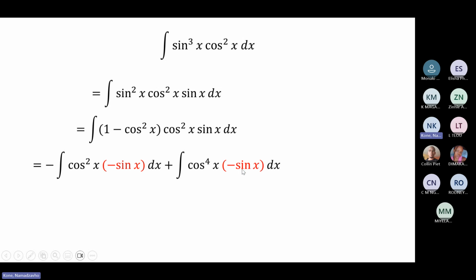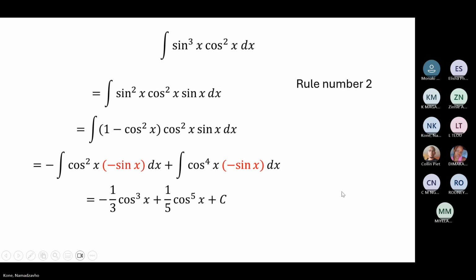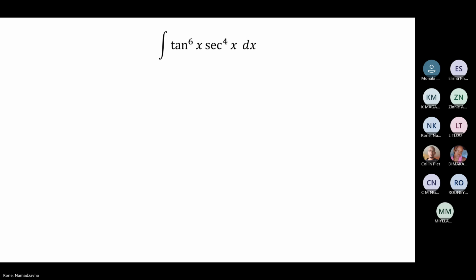Now that we've got our derivatives sitting here, our cos x with an exponent, the normal derivative rule number 2 comes into play. That's the rule you need. And here you add 1 and divide by the result. That is where you're getting 1 over 3 from: cos cubed x, with this one plus 1 divided by the result, 1 over 5 cos to the fifth x, plus c. Done. That's how easy these things are.